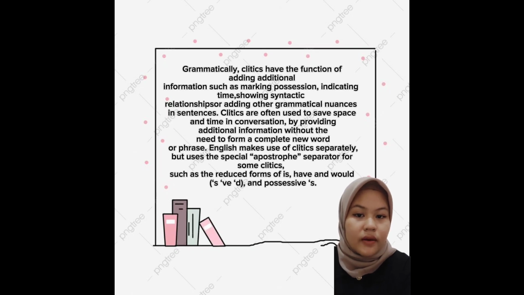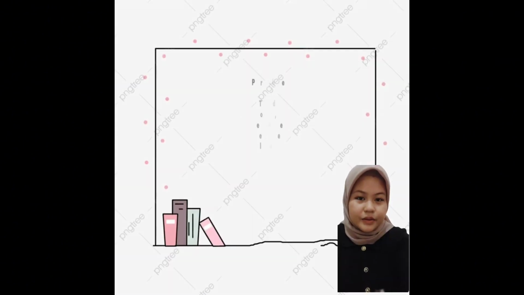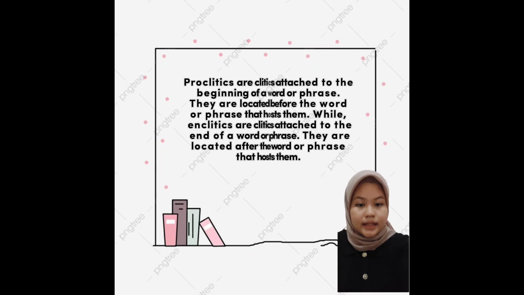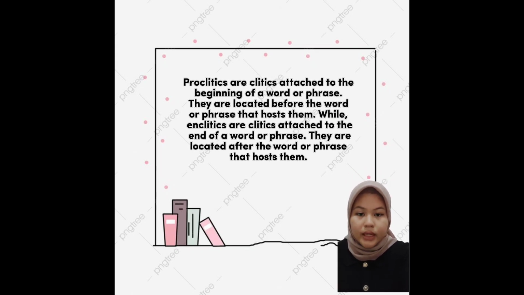English makes use of clitics sparingly but uses the special apostrophe separator for some clitics, such as the reduced forms of is, have, and would, as 's, 've, 'd, and possessive 's. So, what are proclitics and enclitics? Proclitics are clitics attached to the beginning of a word or phrase. They are located before the word or phrase that hosts them, while enclitics are clitics attached to the end of a word or phrase. They are located after the word or phrase that hosts them.